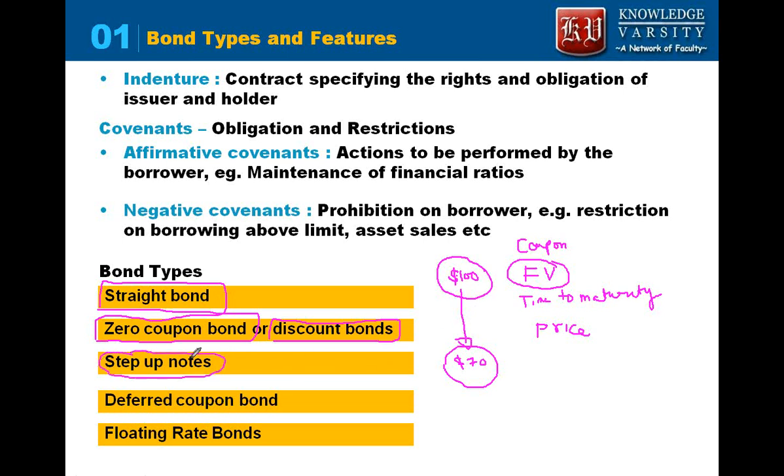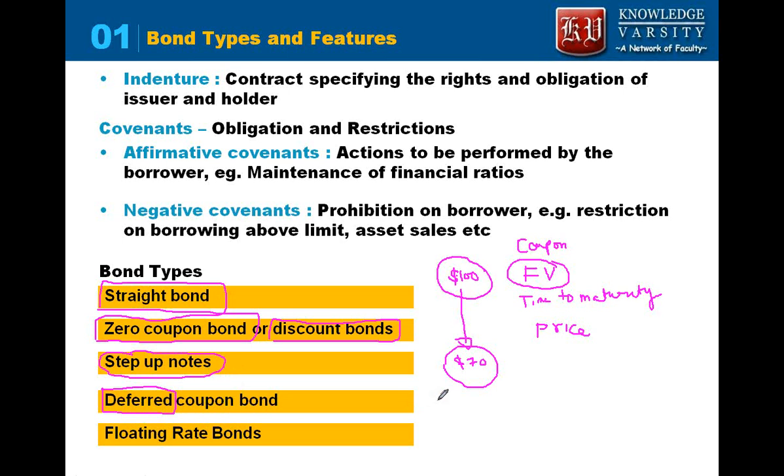Another type of bond is the step up note. In this, the coupon rate will be increased. It can happen once or more than once, but there is an increase in the coupon rate. There are also some bonds which do not pay a coupon for a specified period of time. They are called deferred coupon bonds. So it is a combination of a zero coupon bond and a straight bond.